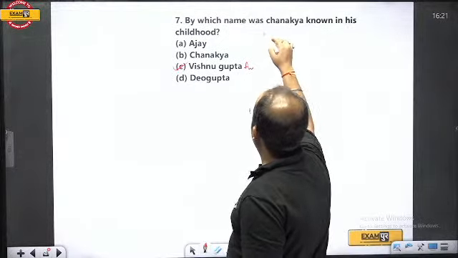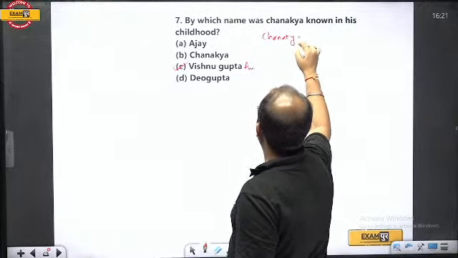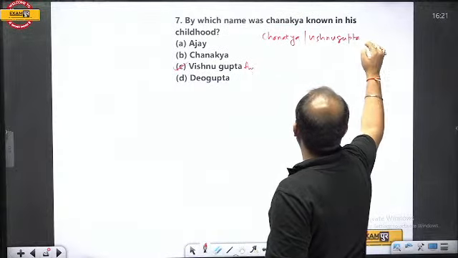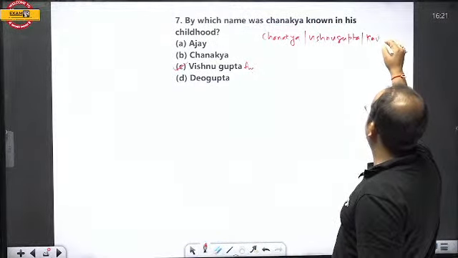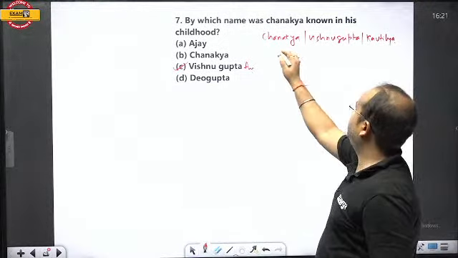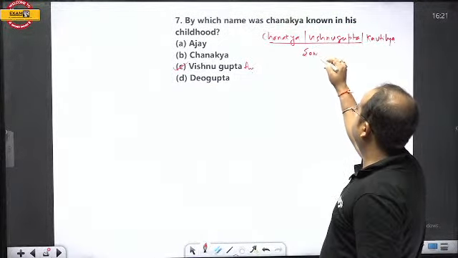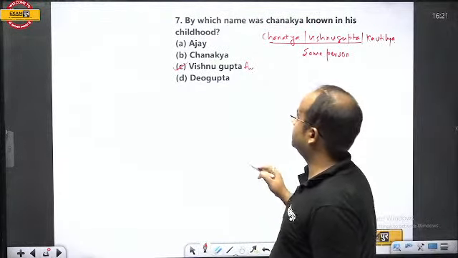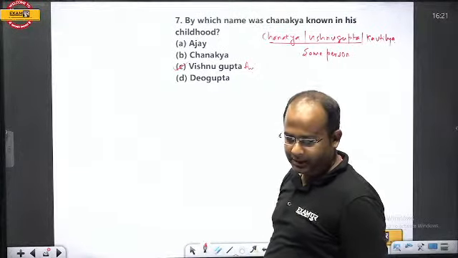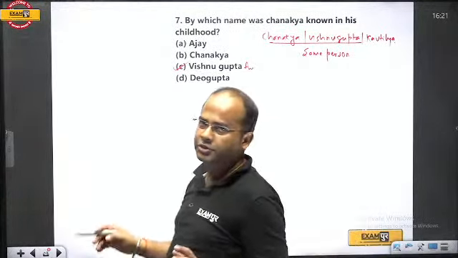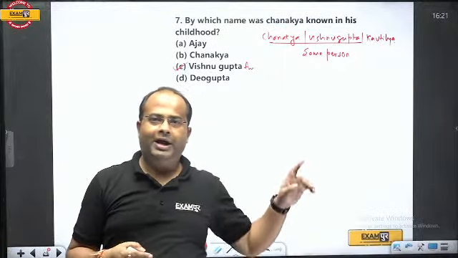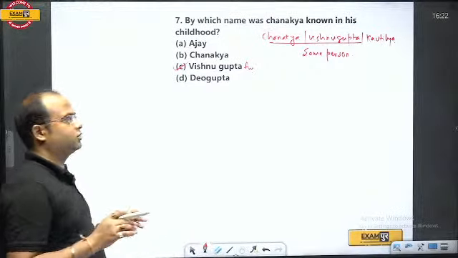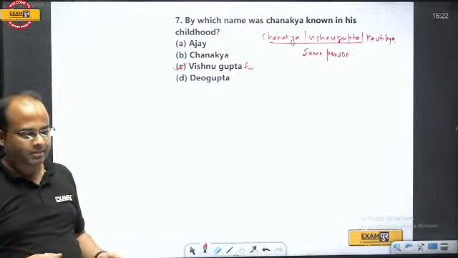Chanakya, Vishnugupta, Kautilya, they all are the same person. So correct answer will be option C, and that is a very common fact we all know. And he wrote the famous book Arthashastra, that is all about political science and public administration.